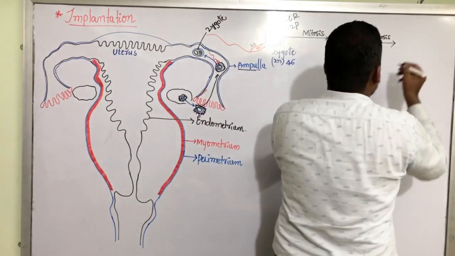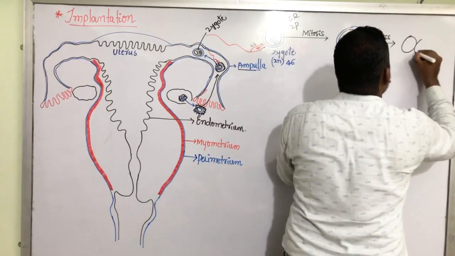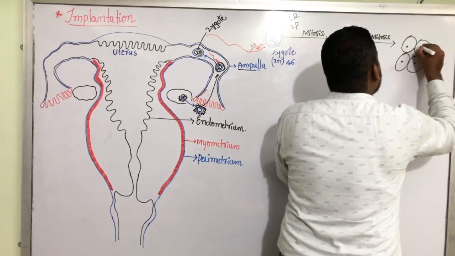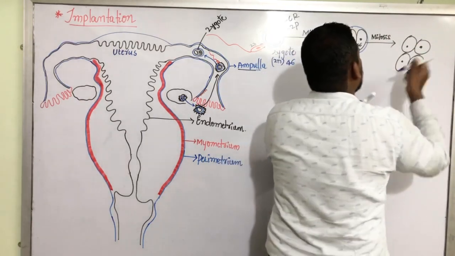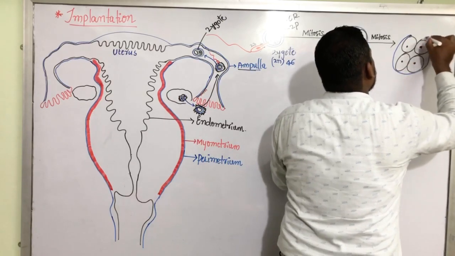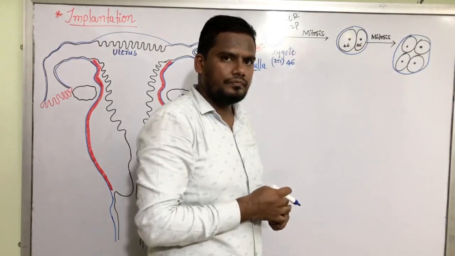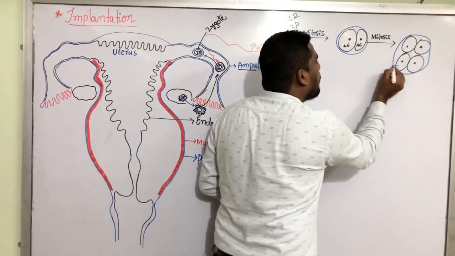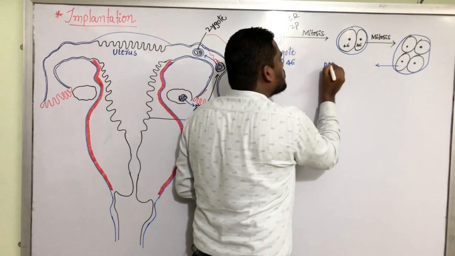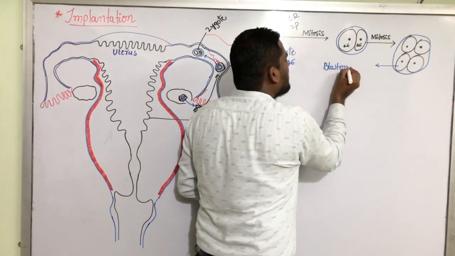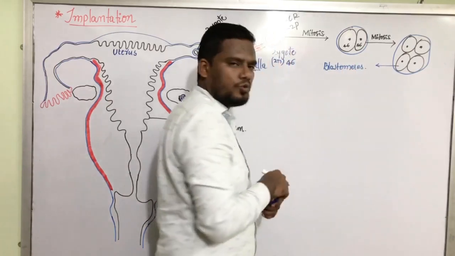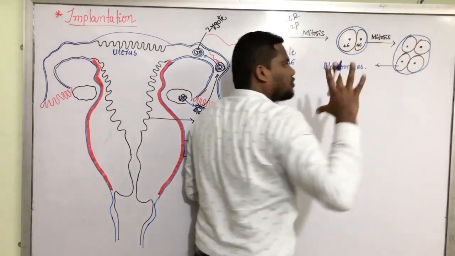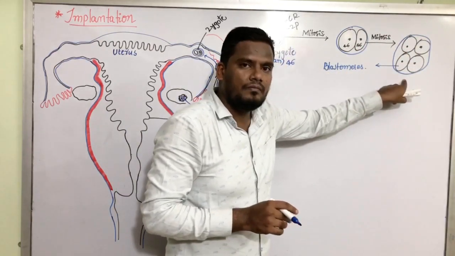Now these two cells undergo one more mitotic division and result in the formation of four cells, surrounded by a zona pellucida. The cells which are formed are called blastomeres. This is one blastomere cell. This is the second. Totally 4 blastomere cells are there in this structure.